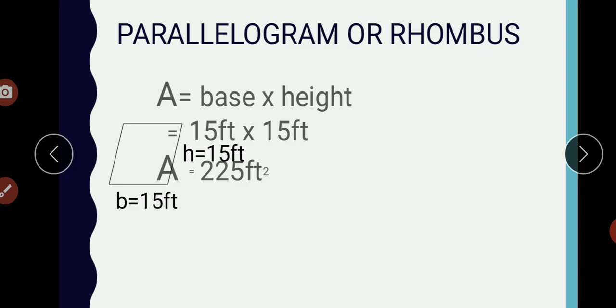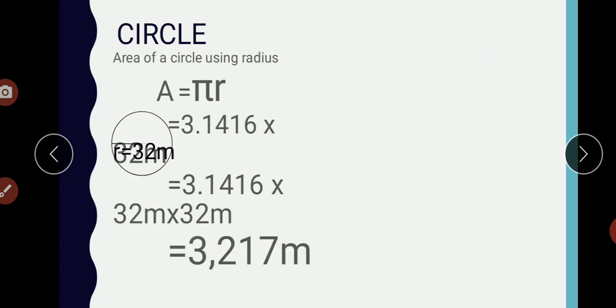So whenever we are computing for the area, the unit of measurement is always squared. Whatever that unit is, it could be centimeter, meter, kilometer, hectometer, feet, yard, mile, and so on and so forth. Make sure that when you're computing for the area, it is always expressed in unit squared.